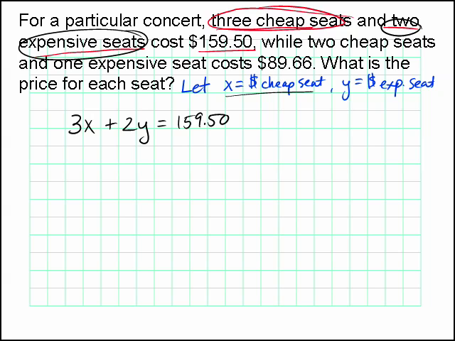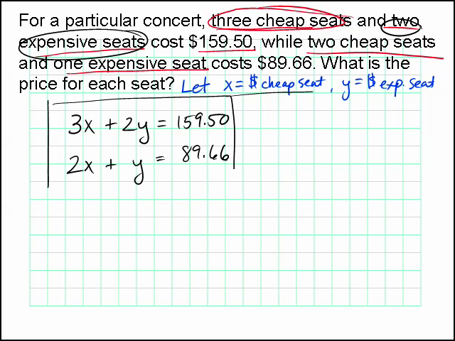That's our first equation. The second equation, we get basically the same way. 2 cheap seats and 1 expensive seat. 2 cheap seats would cost 2x dollars, and 1 expensive seat would just be 1y. And that adds up to, according to the problem, $89.66. So this is basically my system, and if I solve that for my x and y, I've solved the problem.